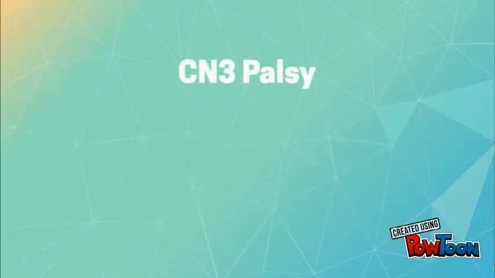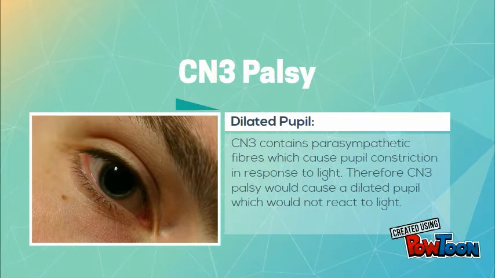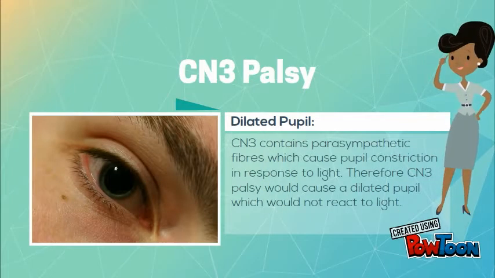A dilated pupil can also be a sign of an oculomotor nerve palsy. This is because the oculomotor nerve contains parasympathetic fibres which cause pupil constriction in response to light. Therefore, cranial nerve 3 palsy will cause a dilated pupil which will not react to light.